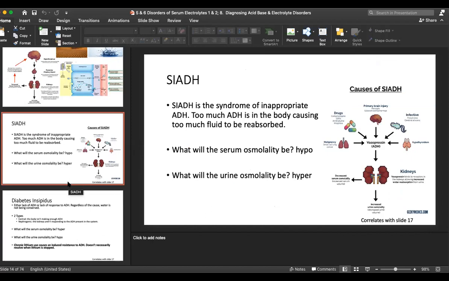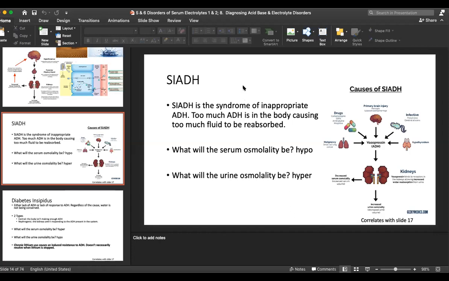Okay, so SIADH. So basically, we've got too much ADH. So too much is causing the fluid to be reabsorbed. So the serum osmolality is going to be hypoosmotic, but the urine will be hyperosmotic.